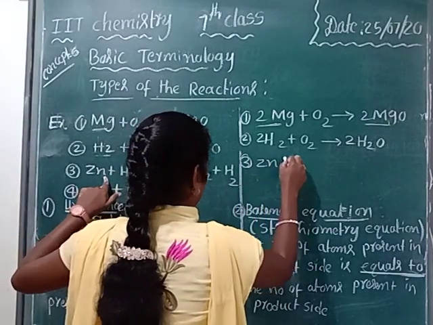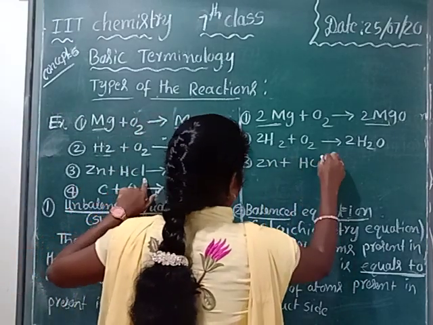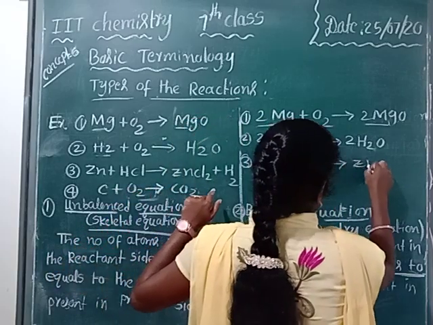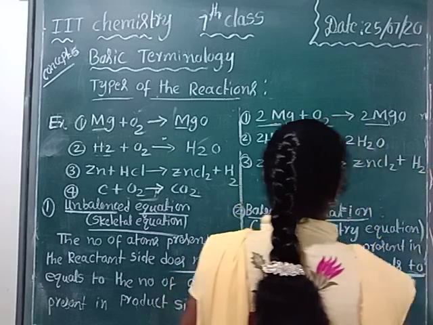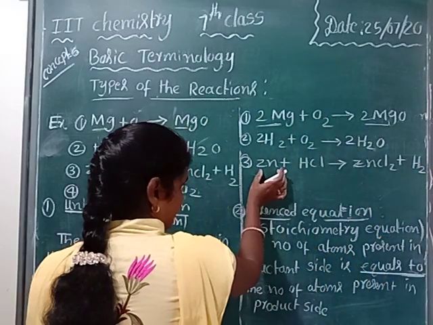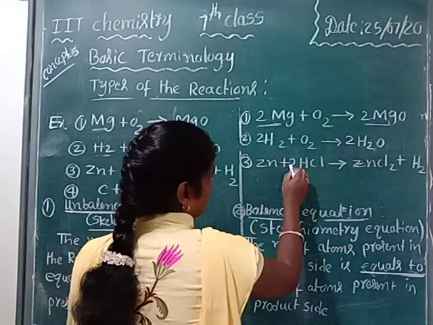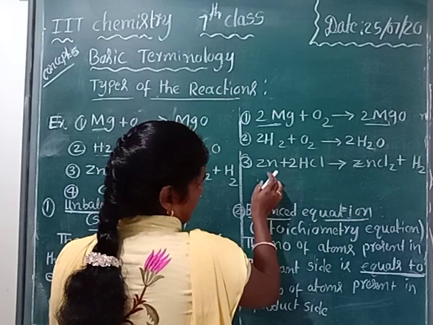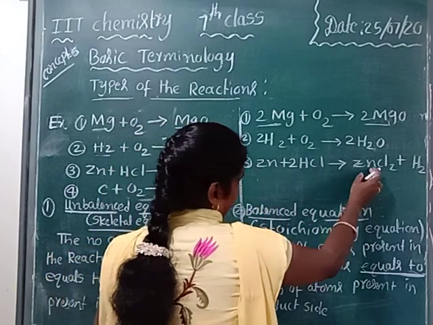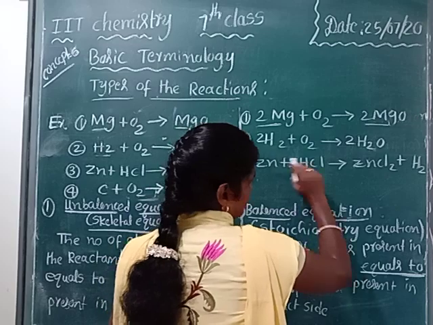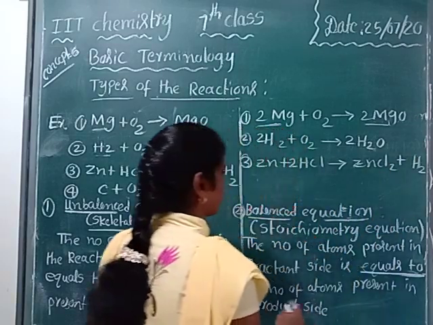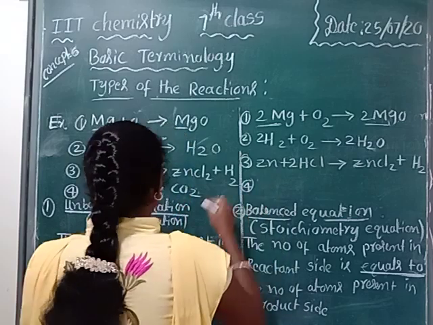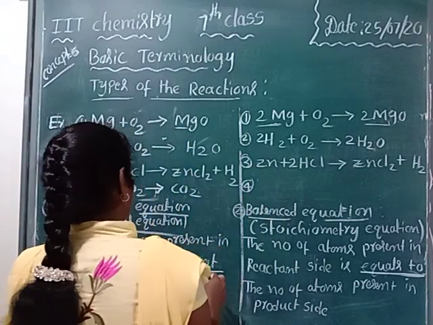Same example I have written. Here Zn plus HCl gives ZnCl2 plus H2. Now this unbalanced equation, you balance. Here keep 2. Now balanced or not? Here 1 Zn, here 1 Zn, we balance. Here 2 hydrogens are there, here 2 hydrogens are there. Here 2 chlorines are there, here also 2 chlorines. This is a balanced equation.